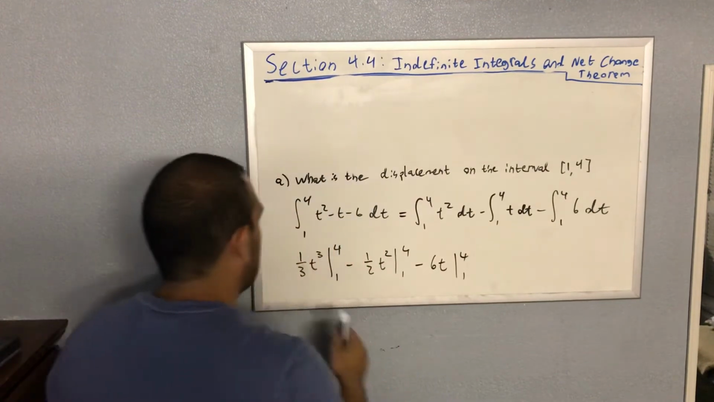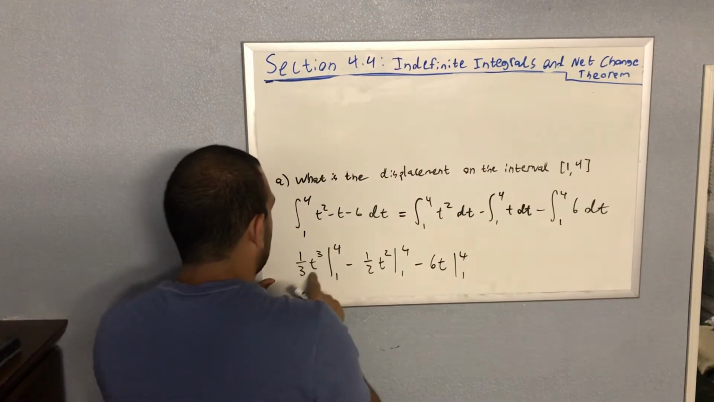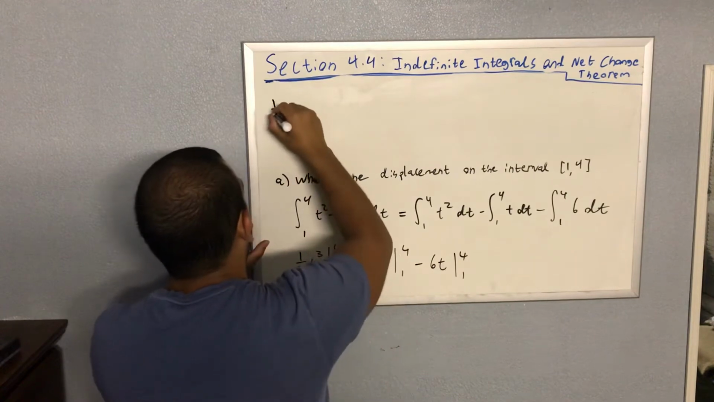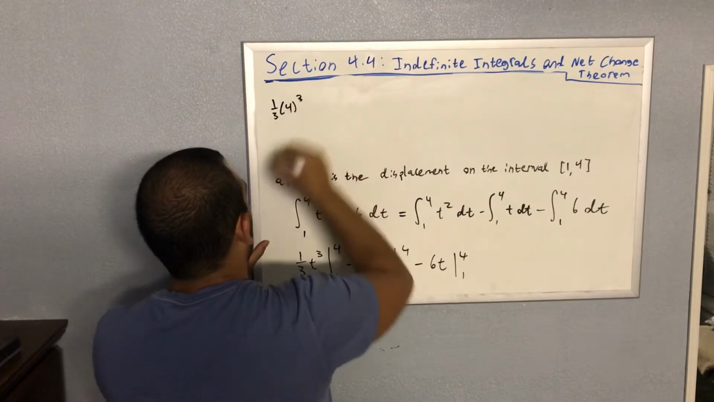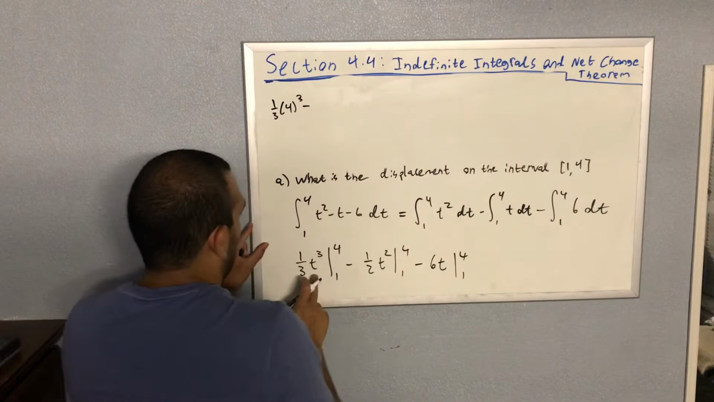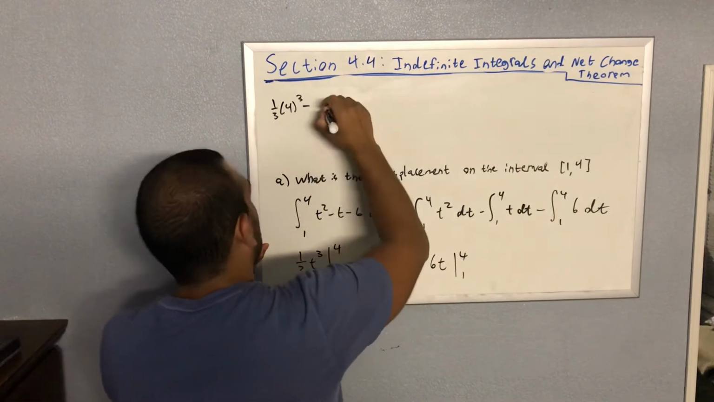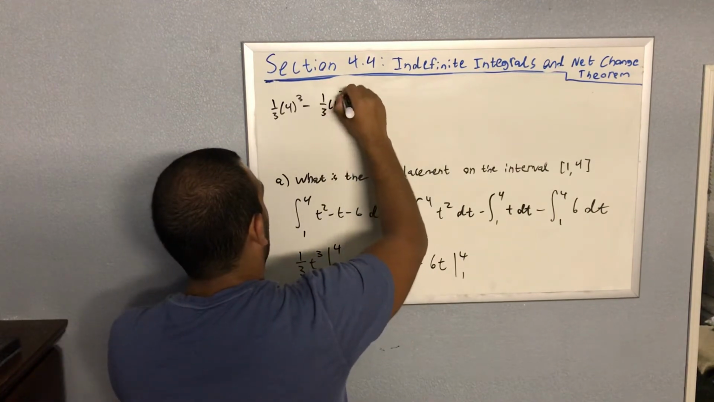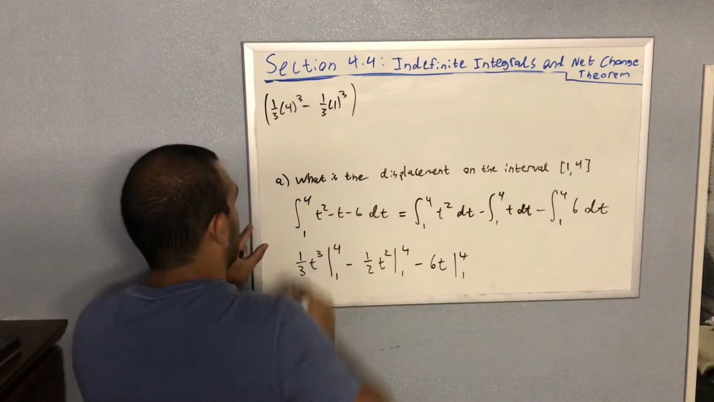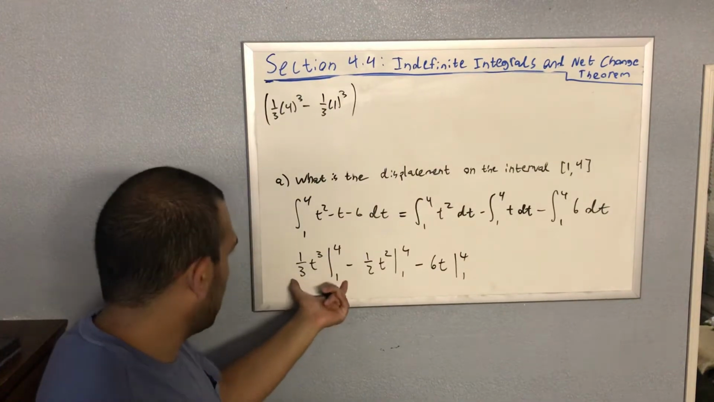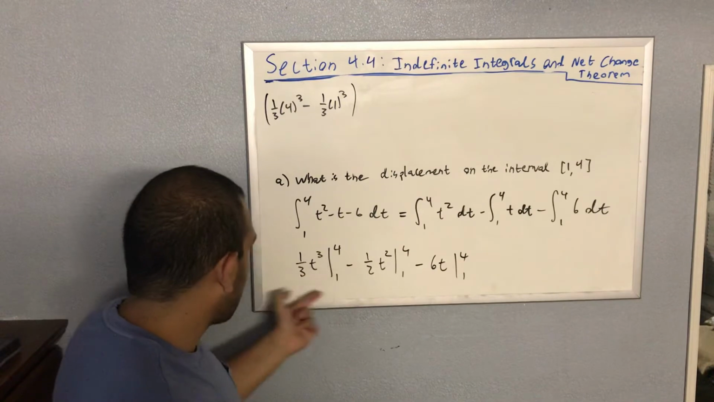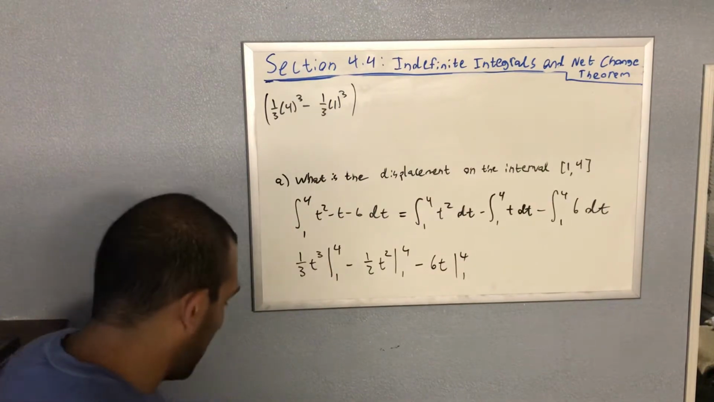So again, what did this mean? This means you're going to stick 4 into this function, so 1/3 4 cubed, and subtract that from what you get when you stick 1 into this function, minus 1/3 1 cubed. And that's all this chunk. So all of this expands into that.